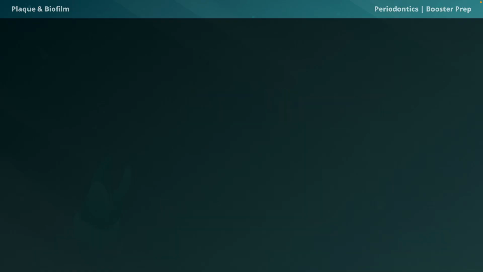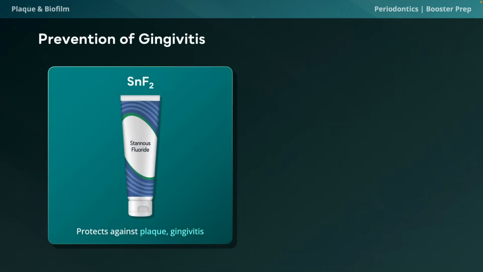The last thing I want to talk about is stannous fluoride, or SnF2. This is an important ingredient to know for its anti-plaque forming properties, and thankfully, it's in many different types of toothpaste. Stannous fluoride helps fight plaque, which in turn helps fight gingivitis. It also helps prevent caries because it has fluoride.